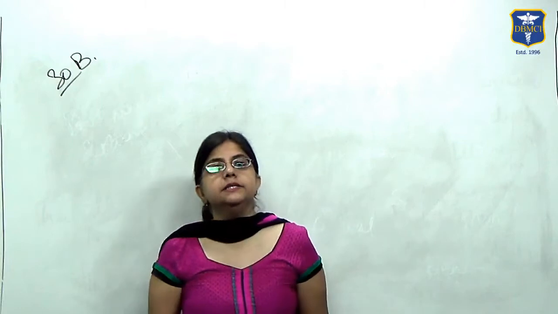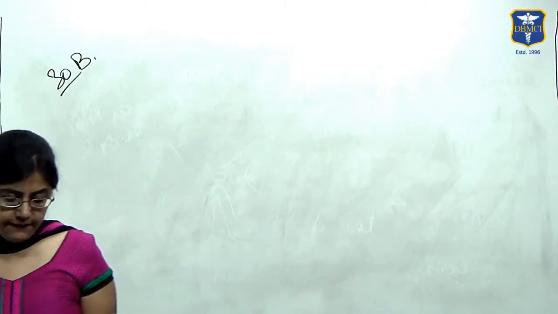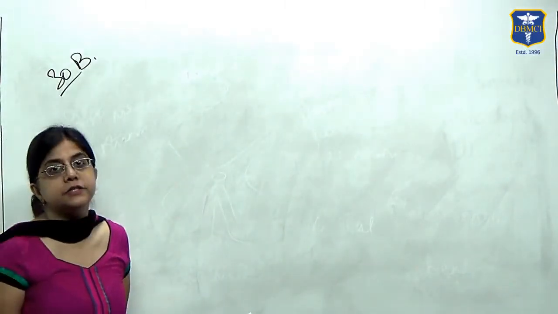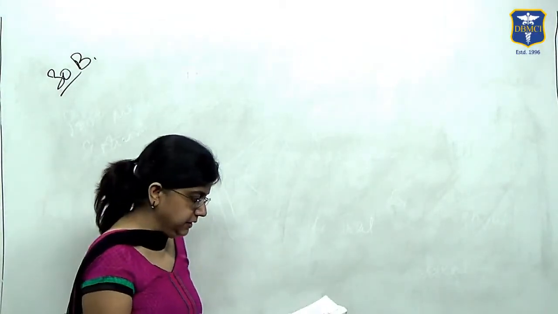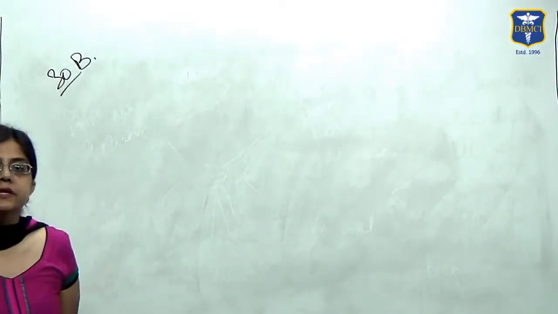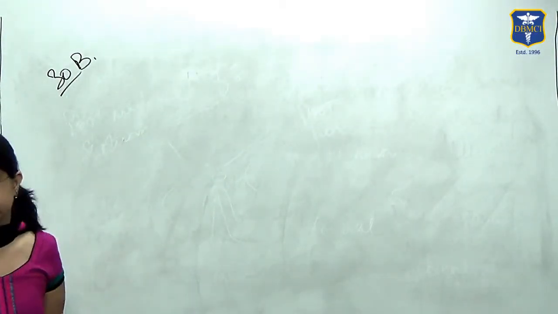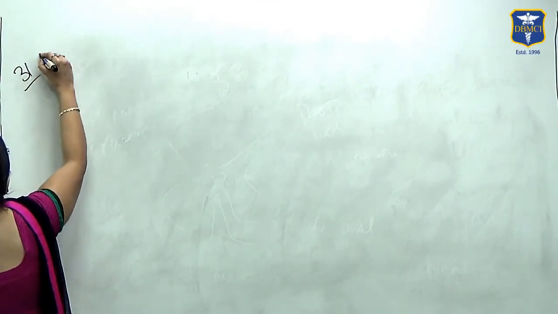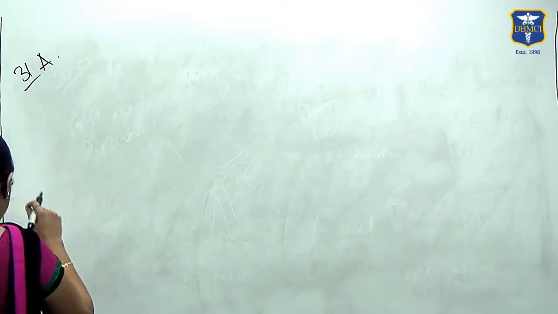Since the spinal segments involved in the knee jerk and the ankle jerks are at a higher level, they are preserved and they are not lost. Question 31, the answer is A.